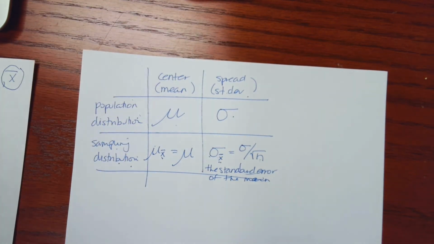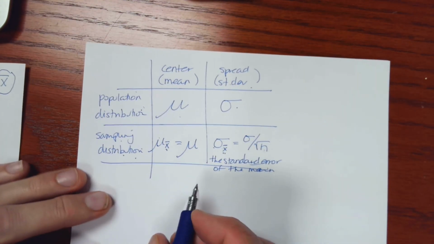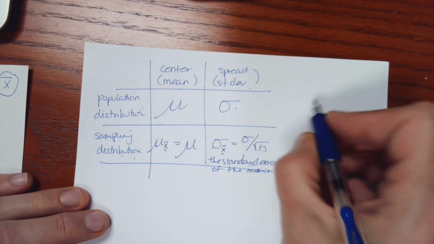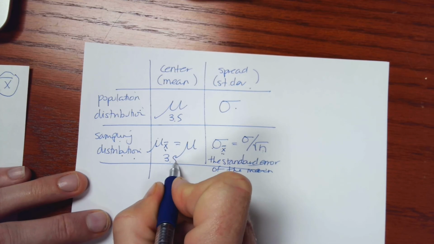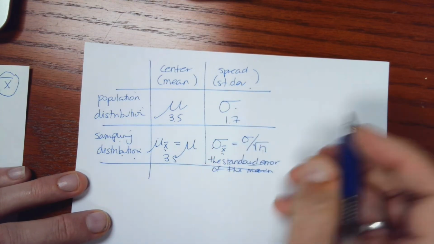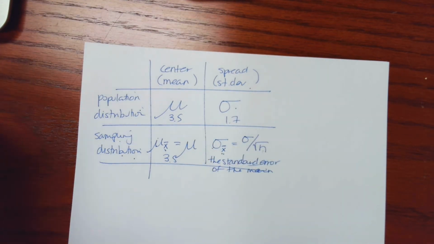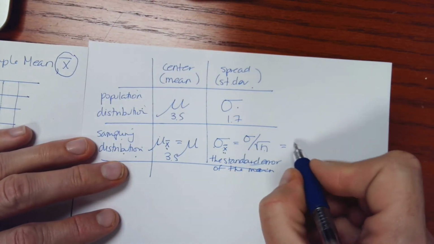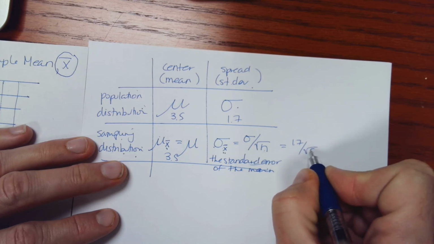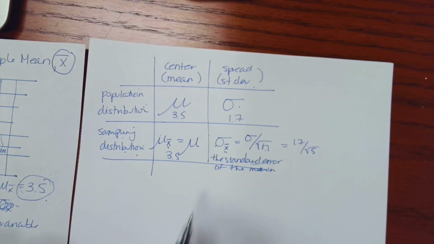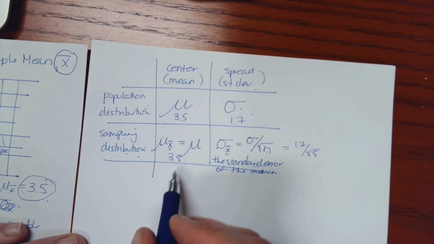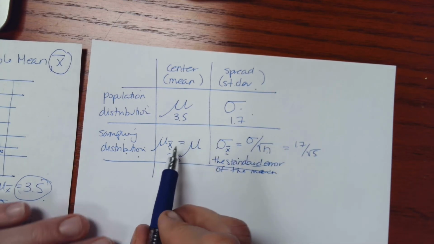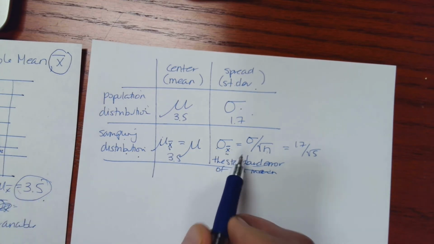If I know that, like for instance in the roll of a die, the population mean is 3.5, then I know that the mean of the sample means is going to be 3.5. And if the population standard deviation is 1.7, if I'm taking samples of size 5, then this would be 1.7 over the square root of 5. That's how we can find the mean and standard deviation in a sampling distribution, in the sampling distribution of the sample mean in particular.